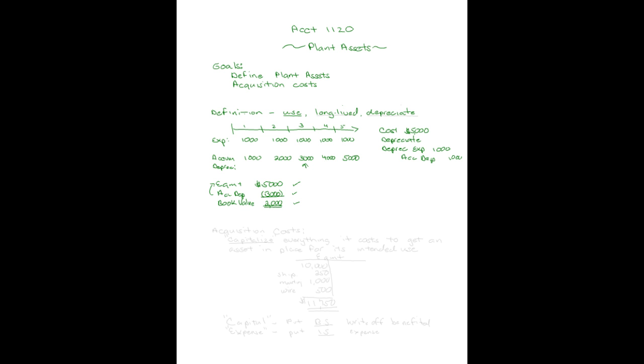So, definitions: a plant asset is one that we buy for its use. It's long-lived. We depreciate it. We show it on the balance sheet at cost less accumulated depreciation. I think that pretty much handles how I wanted to do the definition of the plant asset. Let's move now directly into acquisition costs.